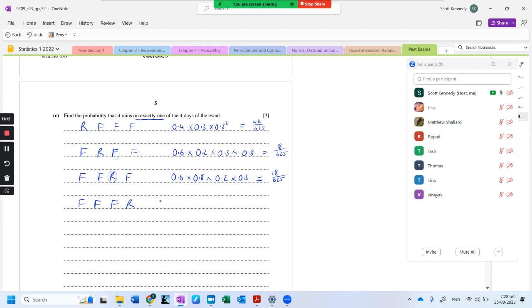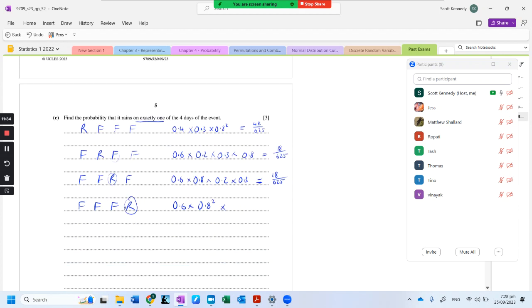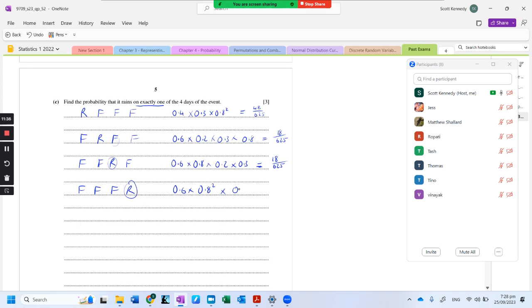The next one is fine, fine, fine, rain. So 0.6. Fine day after a fine day is 0.8. And we got two of them in a row. So 0.8 cubed. And this last one is a rainy day after a fine day, which is, I think that's our 0.2 again, isn't it? Yes, that's this bottom bit here, 0.2 if it did not rain. Okay, so we want a 0.2 there. And this gives us 48 over 625.